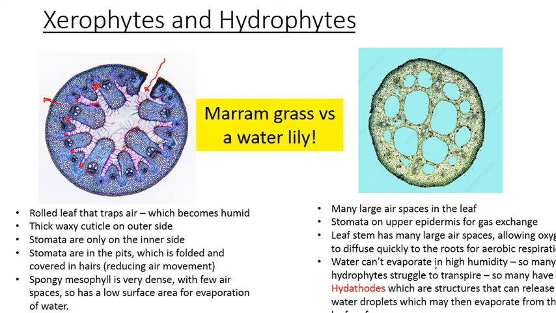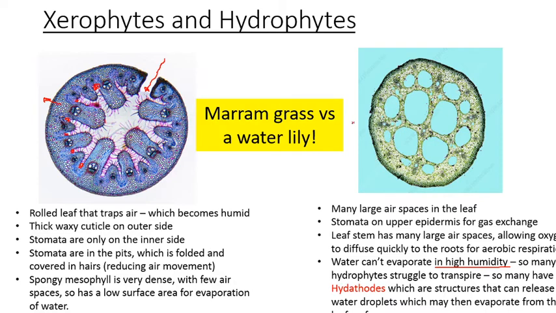Last little bit for this. Water cannot evaporate in high humidity, and that's a hydrophyte's problem. There's so much water around it, usually the air is really humid as well. So hydrophytes sometimes struggle to transpire. You might think, well, why does that matter? They've got so much water, it doesn't matter. Why do you want to transpire? We've been talking about xerophytes here saying, don't transpire. Oh my God, keep all the water in.